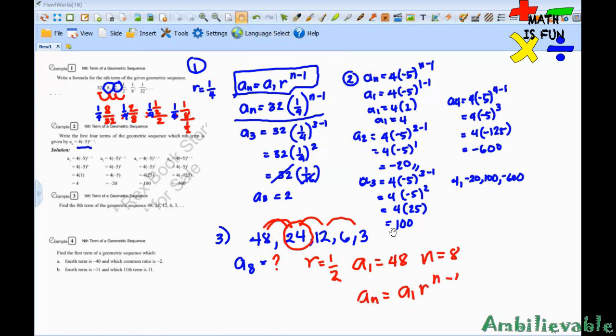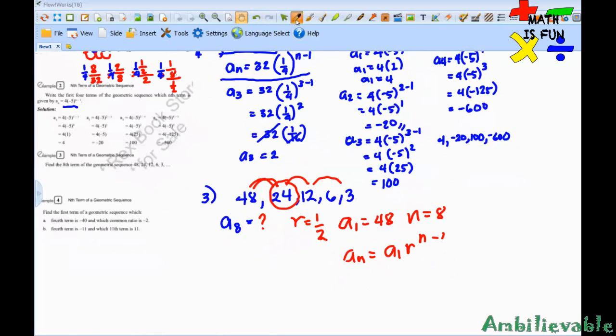So what is our a sub 1? It's given there. So a sub 8 is equal to a sub 1, which is 48, times r, which is half, raised to 8 minus 1. So we have 48 times 1 over 2 to the power of 7. So what is 1/2 to the power of 7?